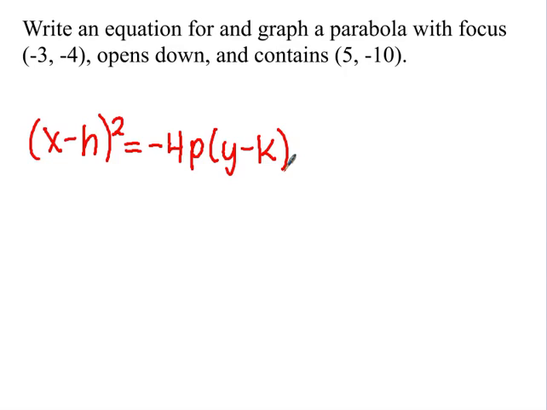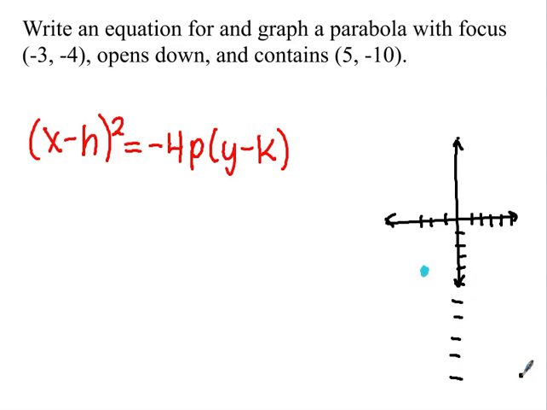All right, so let's try and draw a graph, even though it's going to be kind of hard. So there's your focus. And then it contains the point 5, -10. So all the way down here.